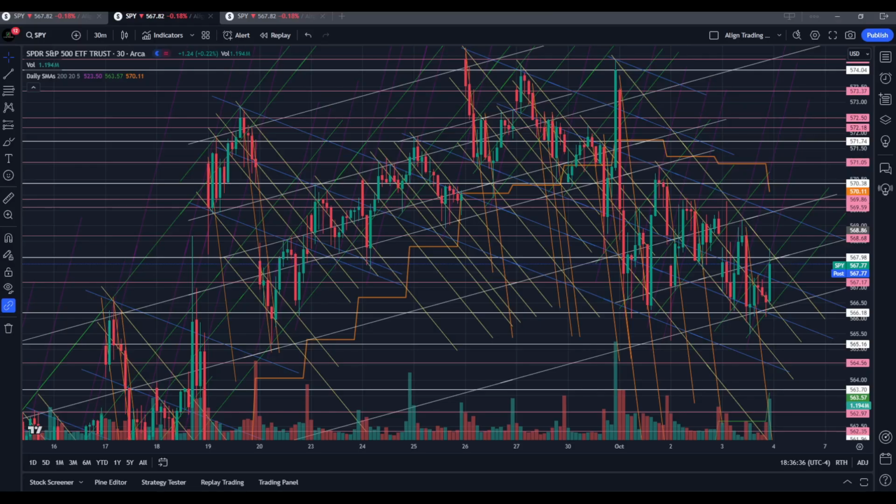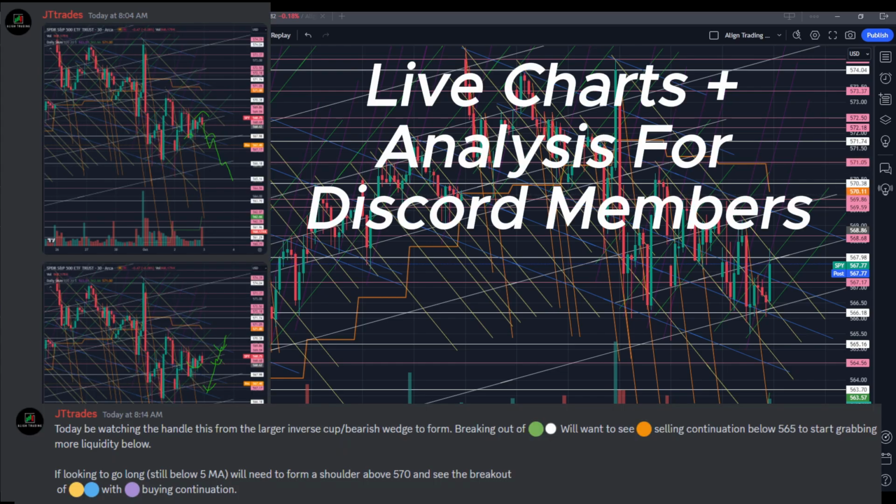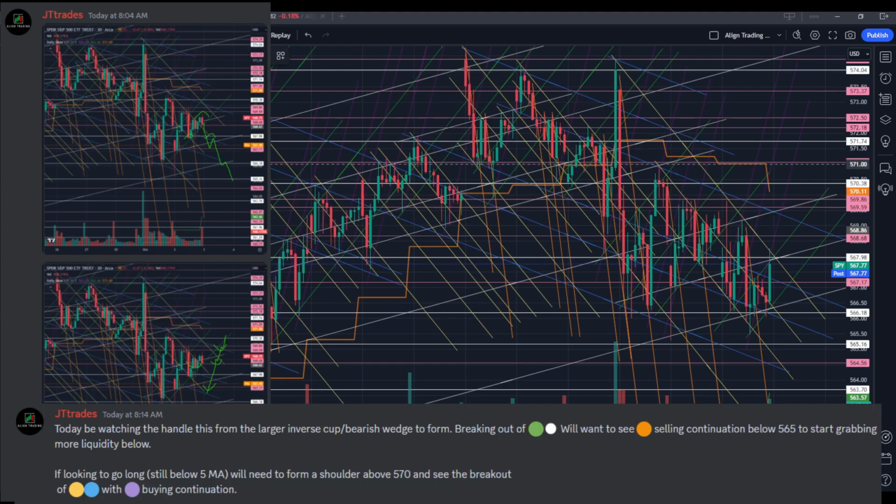Welcome to Live Trading, going over today's SPY recap and live analysis before going over what to be watching into tomorrow. So first thing here in the morning that I explained in the pre-market brief for Discord members was to be watching for the continuation of this inverse cup and handle right here. You can see within the green and purple, and to be watching for this head and shoulder.